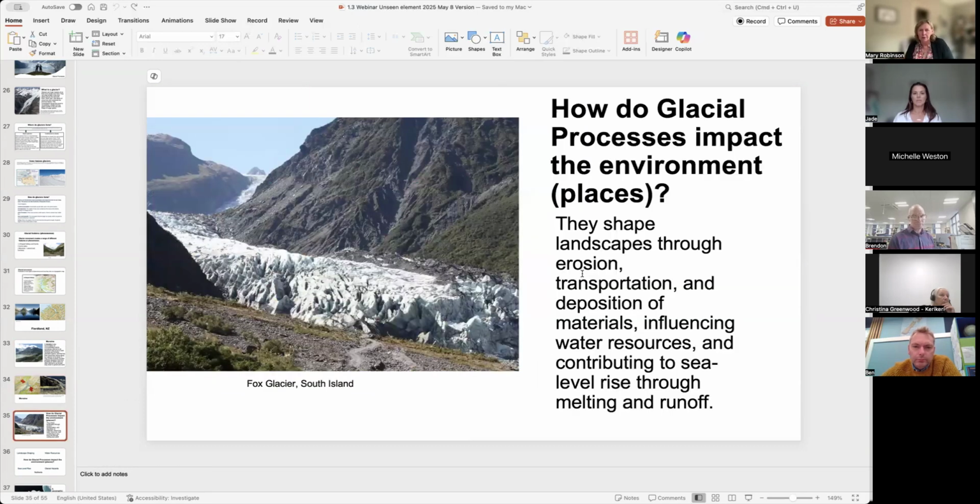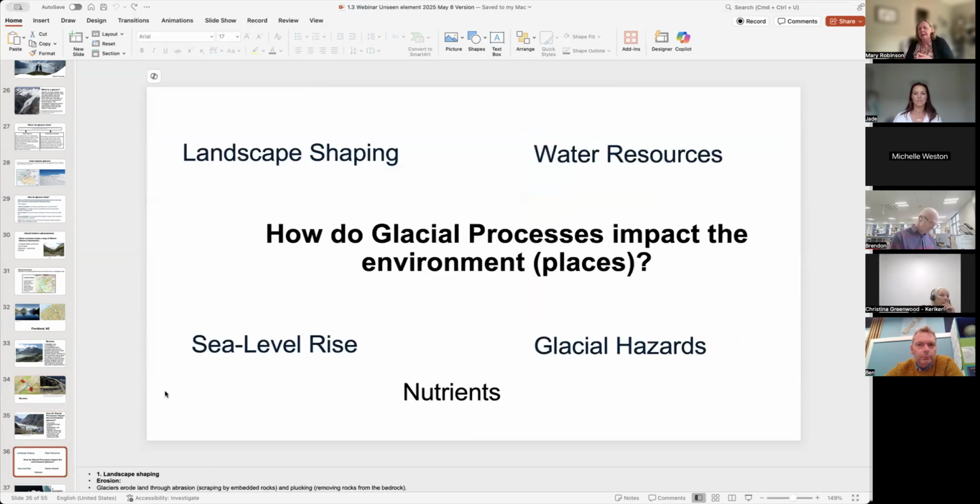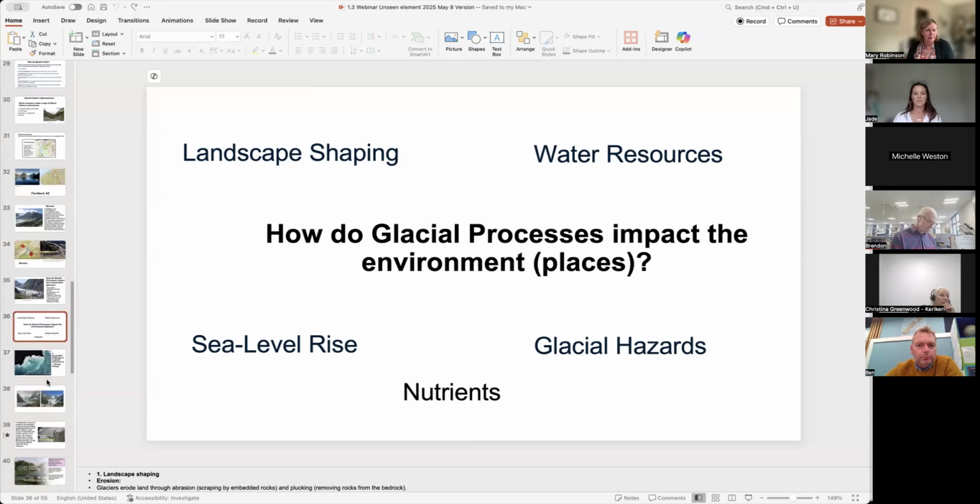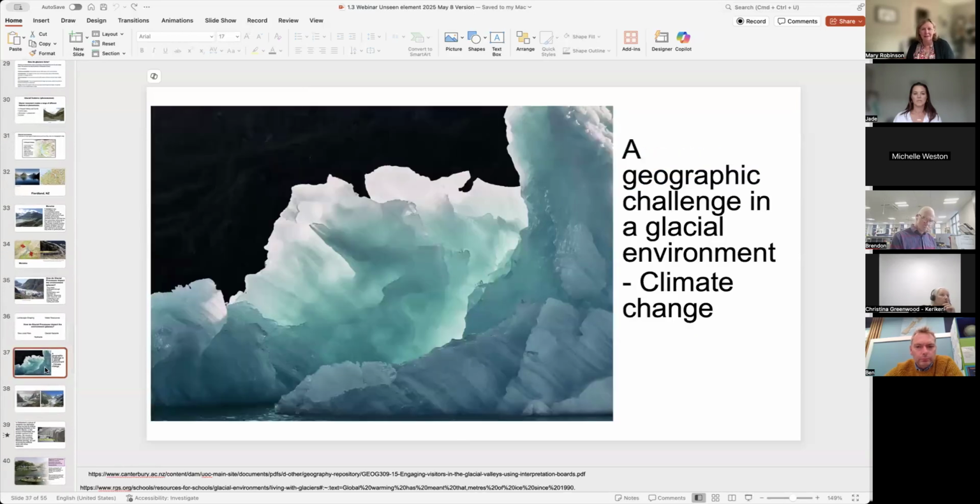Maybe how do glacial processes impact the environment? So this is looking at the second part, if you like, the impacts. And here's some ways that glacial processes impact the environment.